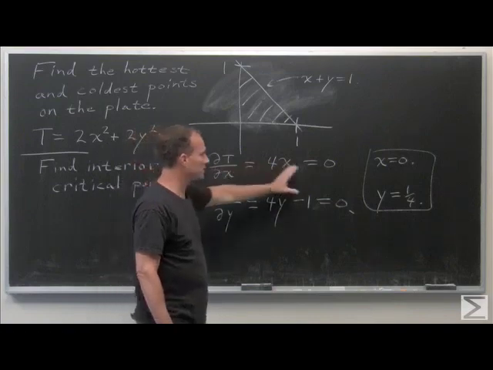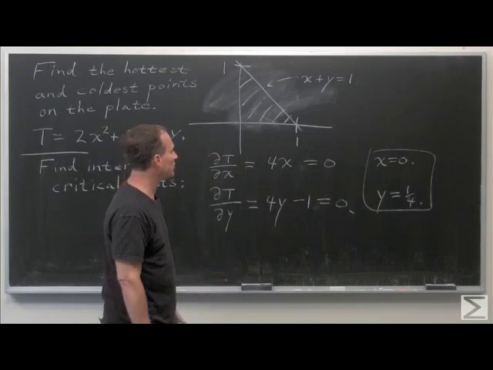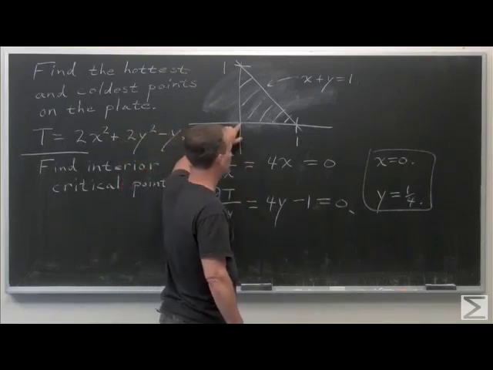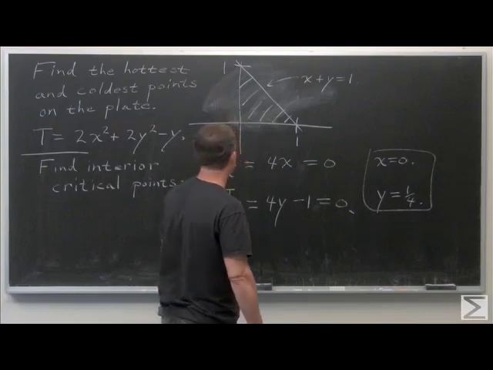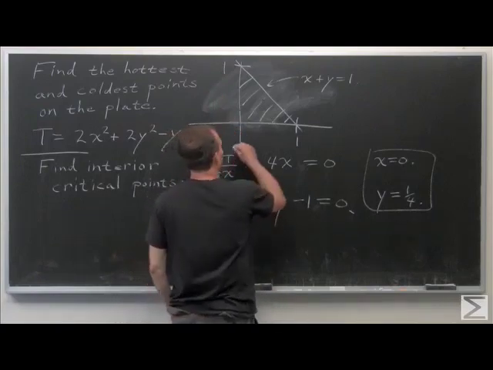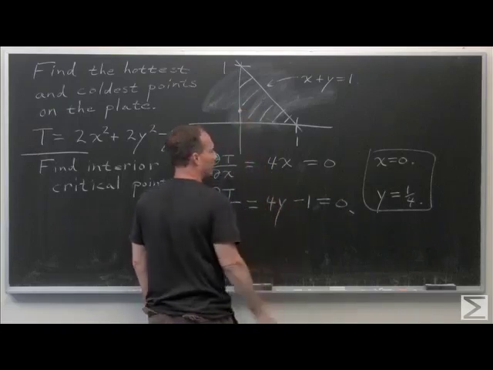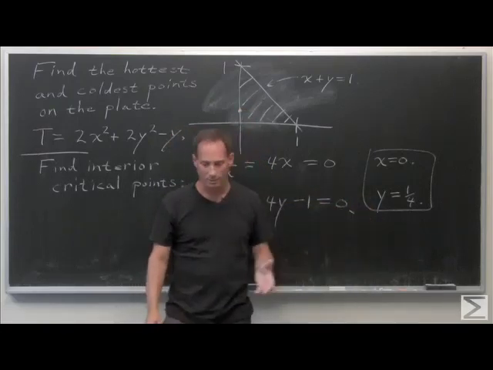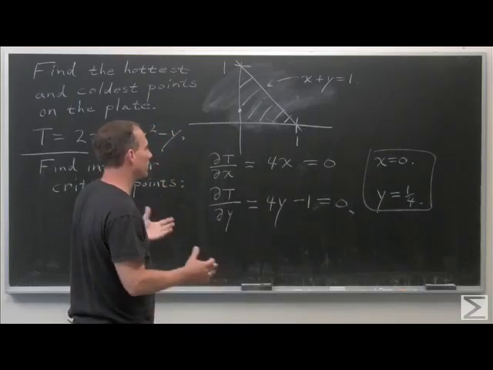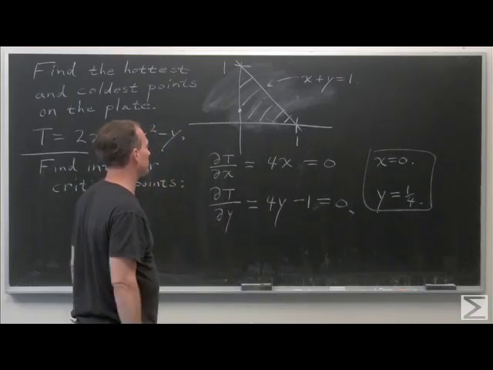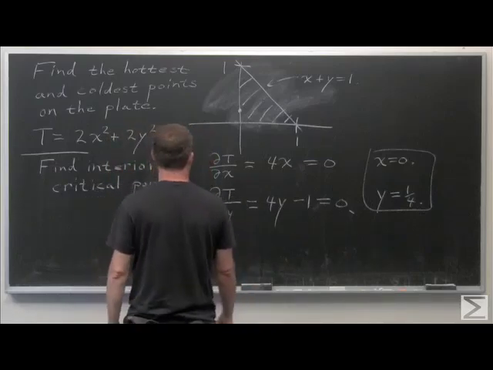So you do exactly what we did before. You find this one critical point. Is that actually in the region? So x is zero, y is a fourth. Sure, that is in the region, but it's already on the boundary. Well, we were going to have to check the boundary separately anyway. So you can list it now or you can list it later, but that critical point already occurs on the boundary. So we're going to have to check the boundary separately.